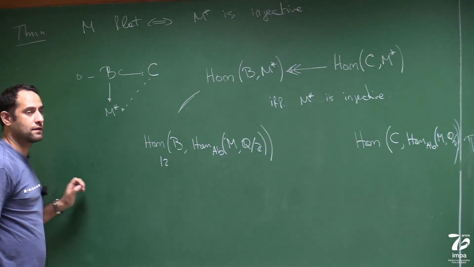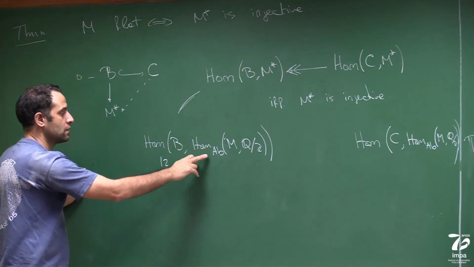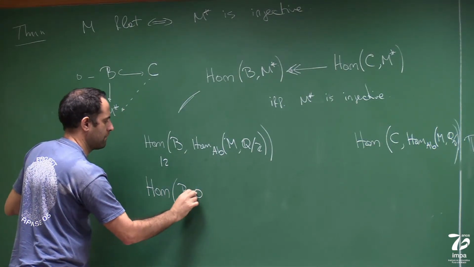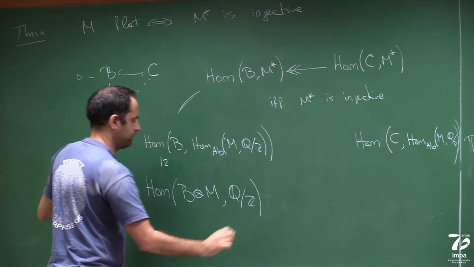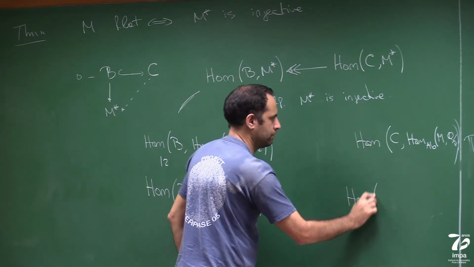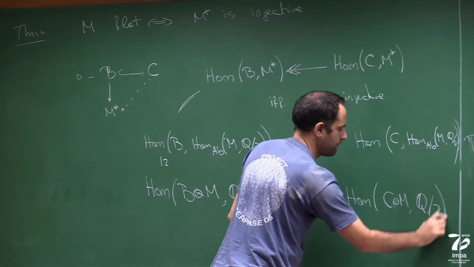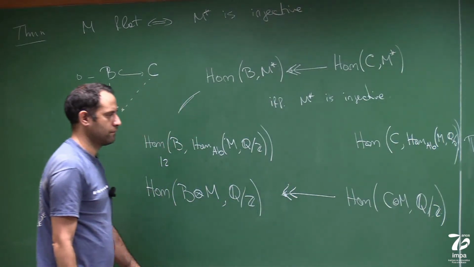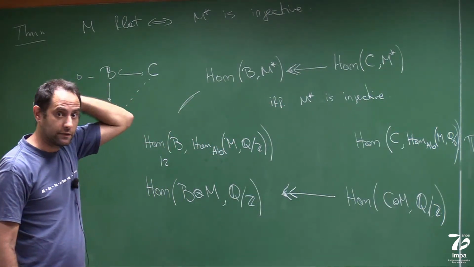And we've checked that Hom is adjoint to tensor. So this is abelian groups. So this is the same thing as Hom V tensor M to Q mod Z. And this is the same as Hom C tensor M to Q mod Z. And I want this to be surjective. So this is surjective if and only if M star is injective.